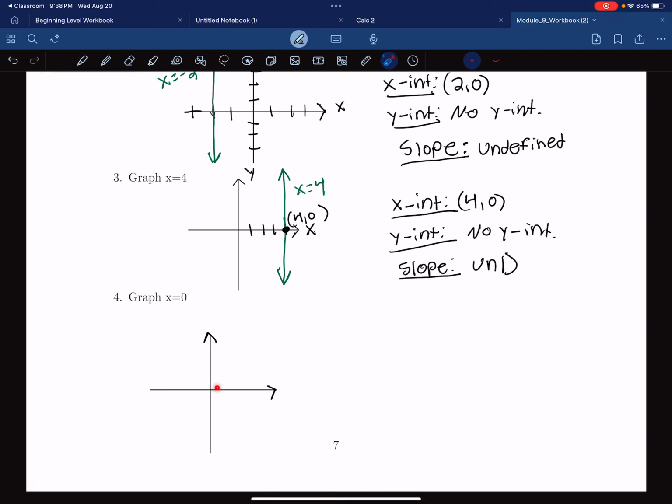And x equals 0 here is at the origin of the graph of the xy plane, right? So that means we're going to have infinite y values when x equals 0. So we're going to have a vertical line right on the y-axis. So x equals 0, in other words, is directly on top of the y-axis. So this is the graph of x equals 0.